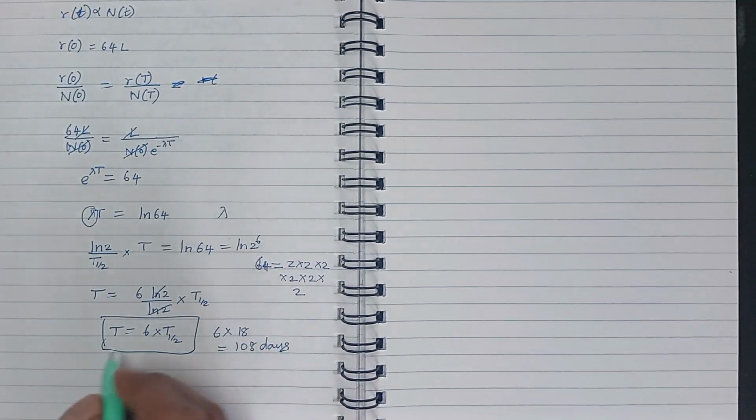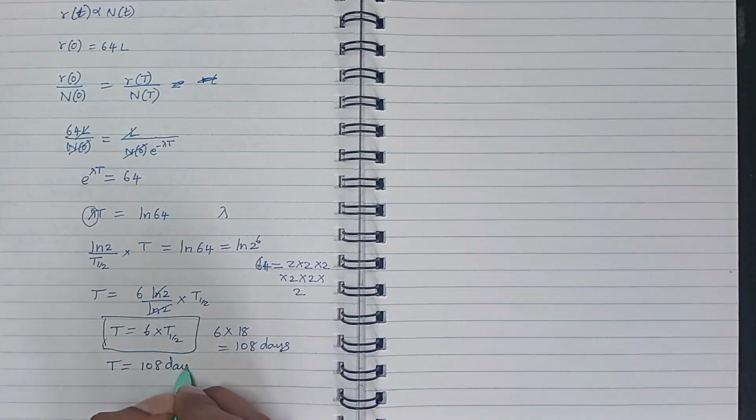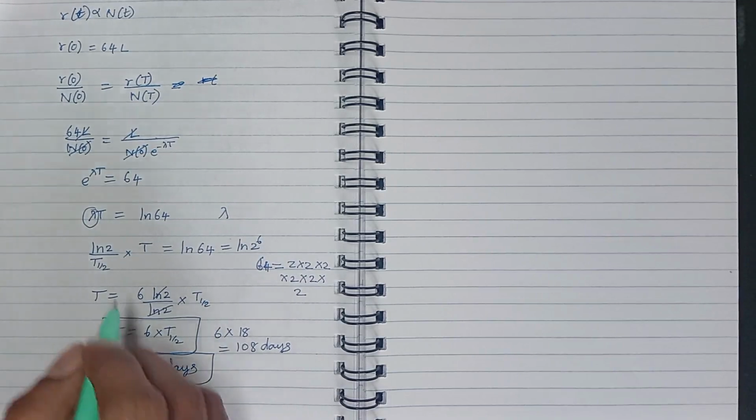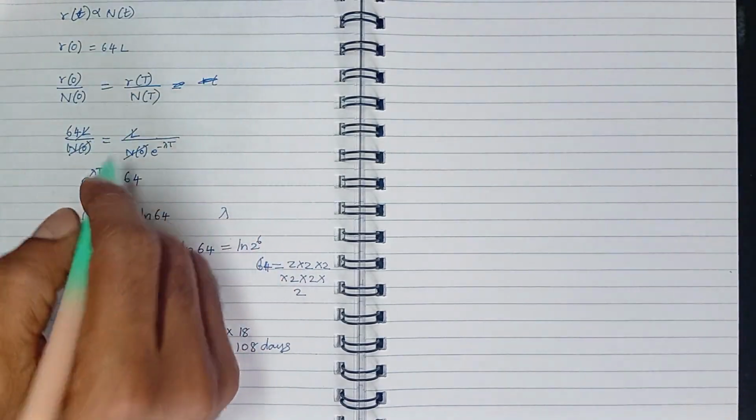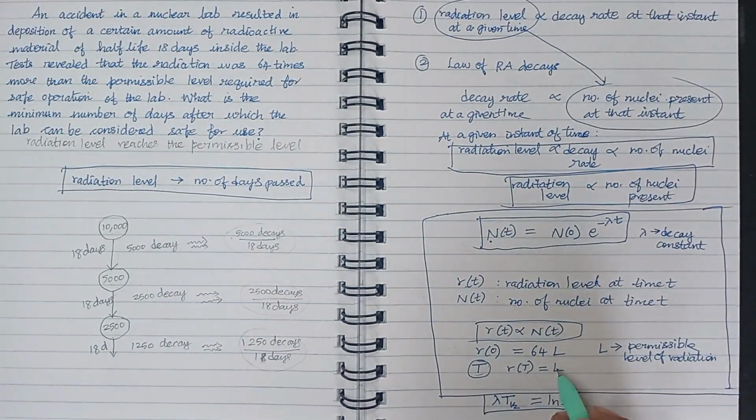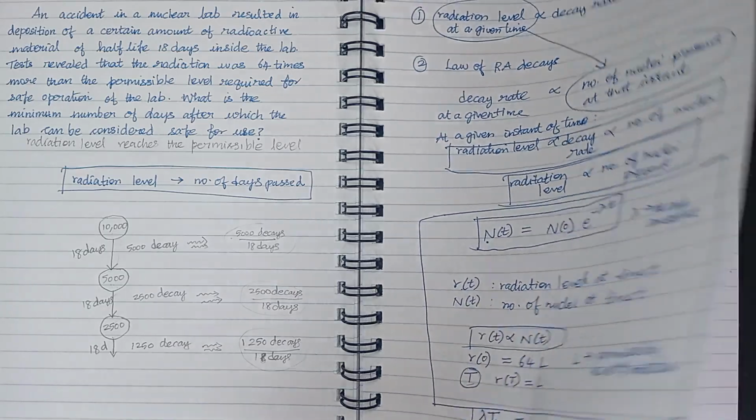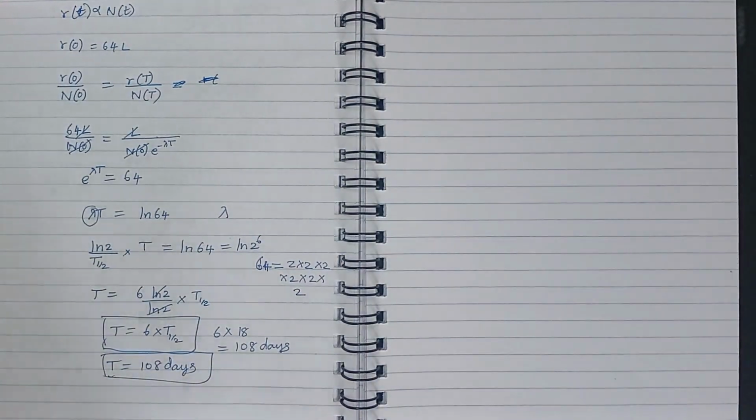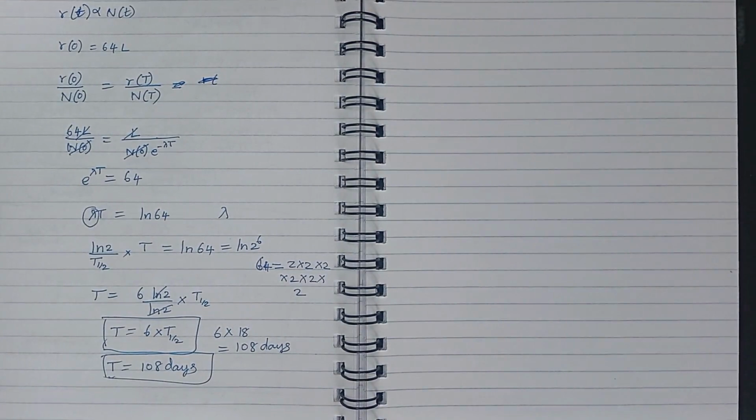This is the answer. So after a time of 108 days, the radiation level reaches L. The radiation level reaches L after 108 days. Okay, so that solves the problem.